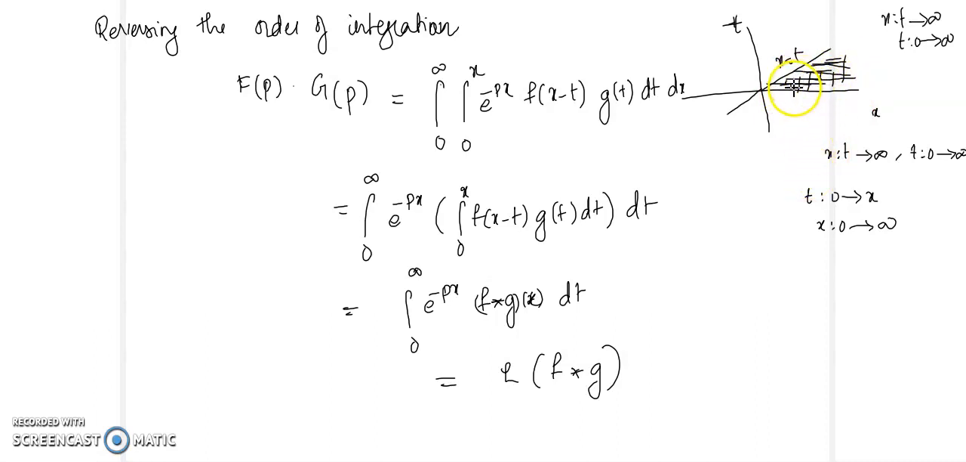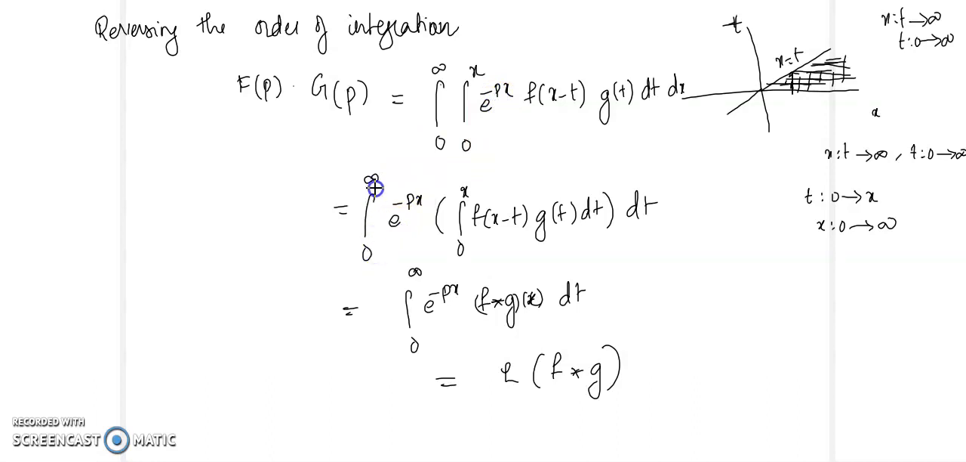So reversing the order, first we will take the limits of t. This is t equal to 0, here you have t equal to x. So t will vary from 0 to x when you reverse the order, and x will be varying from 0 to infinity. So upon reversing the order, you will get integral 0 to infinity, 0 to x, e raised to minus px f of x minus t g of t dt dx. Now the first integral is with respect to t. E raised to minus px has no t, so that can be taken out of this integral.